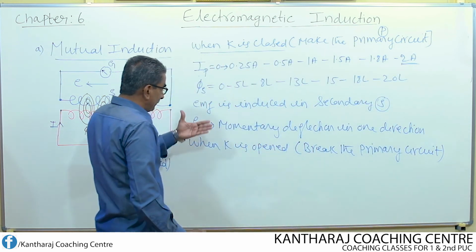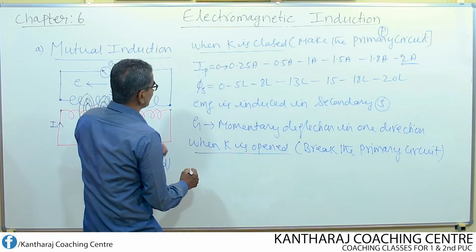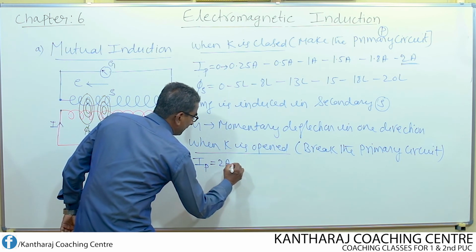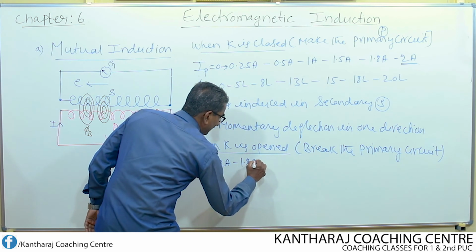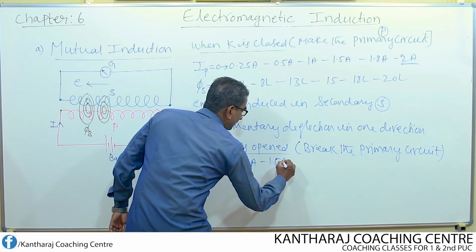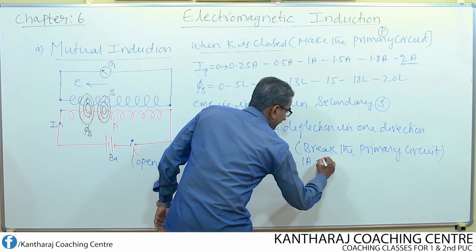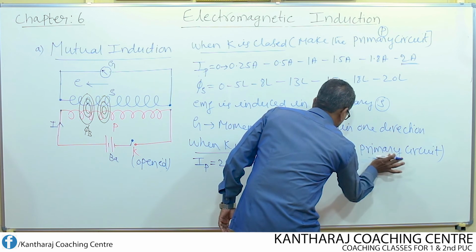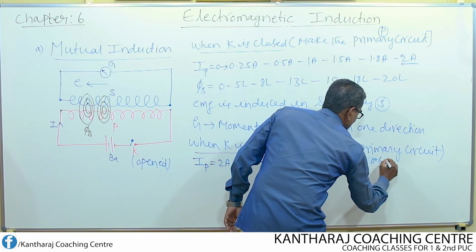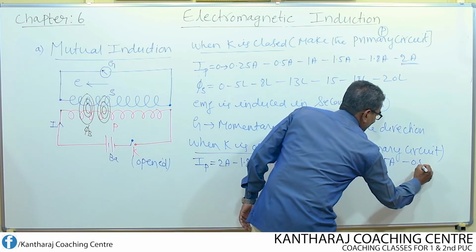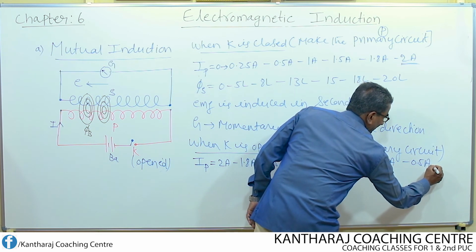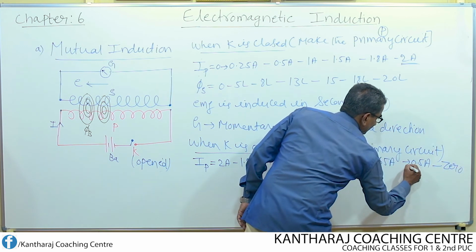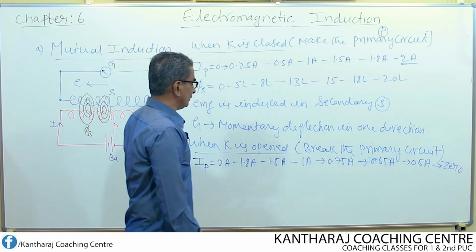So, when we break the primary circuit, the current in the primary decreases from the maximum 2 ampere, it may become 1.8 ampere, then 1.5 ampere, then 1 ampere, 0.75 ampere, then 0.65 ampere. Like this it goes on decreasing, 0.5 ampere. Finally, that current may become equal to how much? 0. That current may become equal to 0.